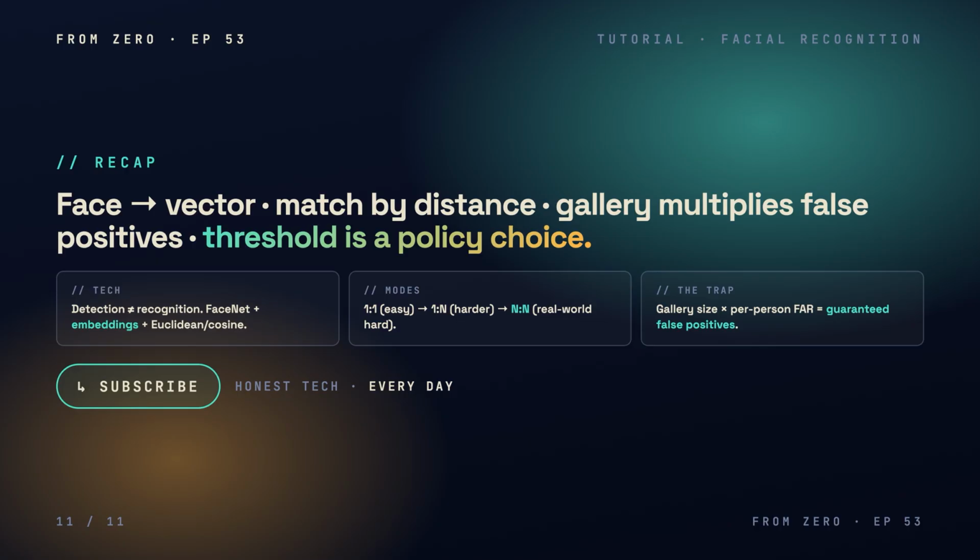So, to recap: facial recognition turns a face into a vector, FaceNet style. Distance in vector space determines match probability. Three modes, one-to-one, one-to-N, and end-to-end, get progressively harder. The threshold trades false accept against false reject. Gallery size multiplies false positives, and demographic accuracy varies. The Clearview case turns on whether the specific two-step workflow meets criminal evidence standards.